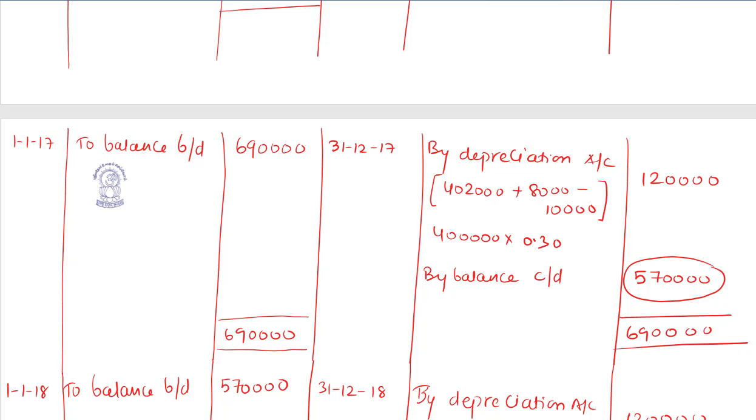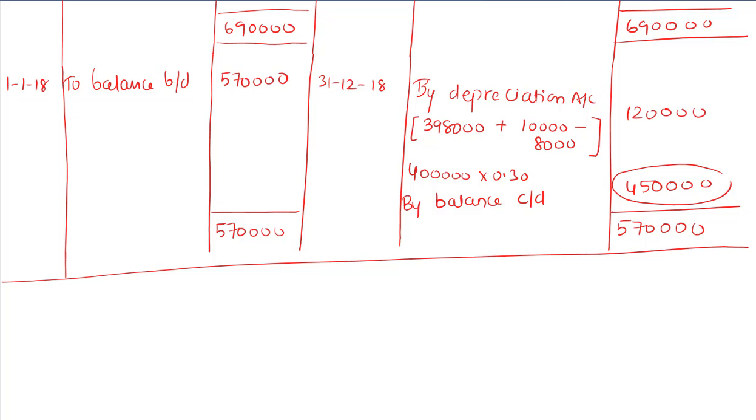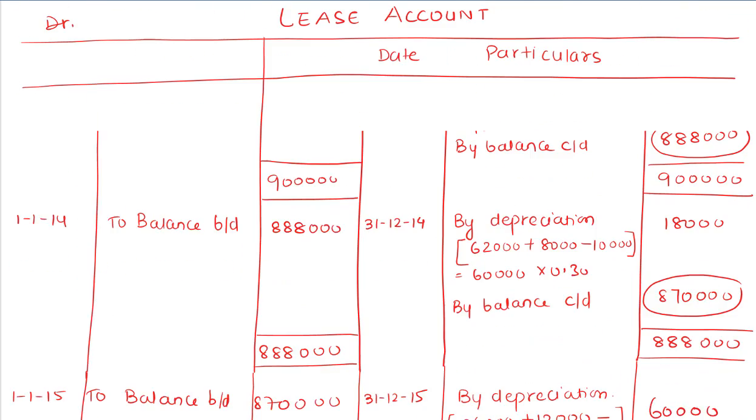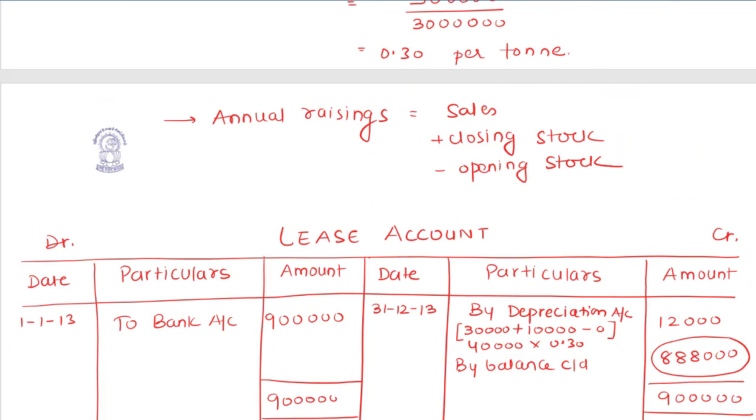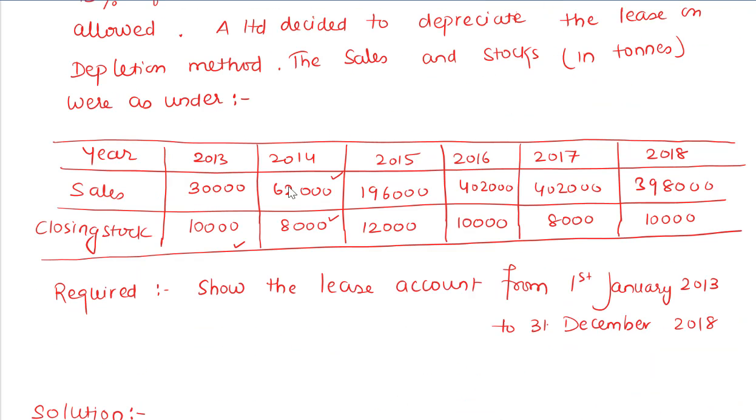We have drawn this for 6 years. We calculated the depreciation amount, and then we recorded the balance carried down. One thing over here: for calculating the depreciation amount, the annual raisings, we used this formula, that is sales plus closing stock minus opening stock.